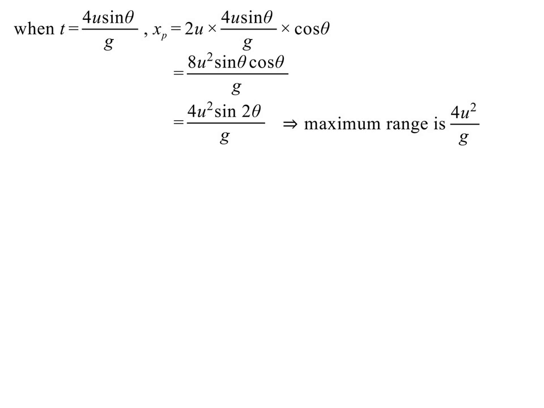Now, remember I said it's when it's 45 degrees, but the other way you could look at it and say, well, it's got to be when sine 2 theta is 1, and that's sine 90, that's when theta equals 45 degrees, and that's why 45 degrees will give you the maximum range.